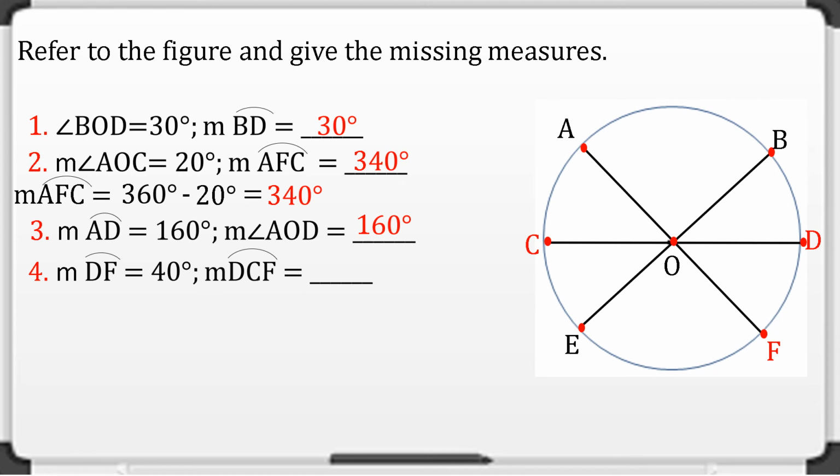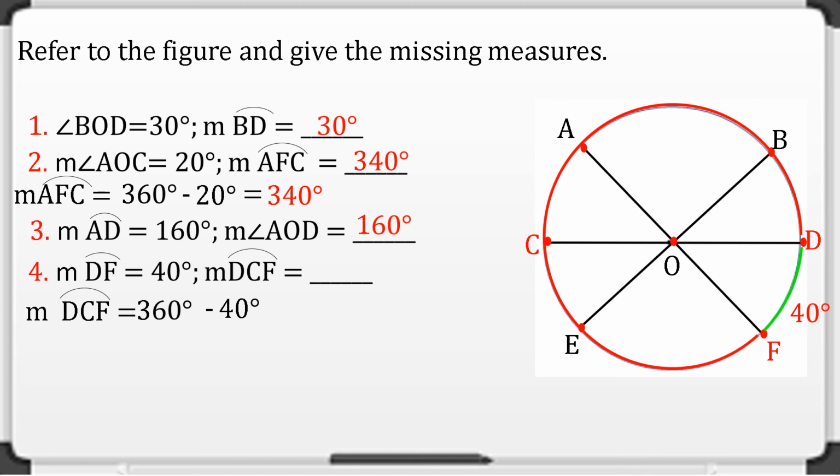Number 4. If the measure of arc DEF is equal to 40 degrees, so ito po ay 40 degrees. What is the measure of arc DCF? So, itong kulay red na arc, DCF. Again, our circle has a measure of 360 degrees. So, itong buong circle ay 360. Ibawas lang dyan yung 40 degrees, and we'll get 320 degrees.